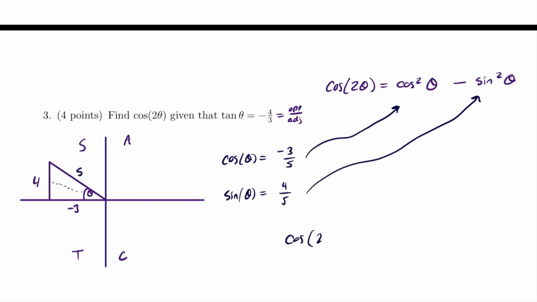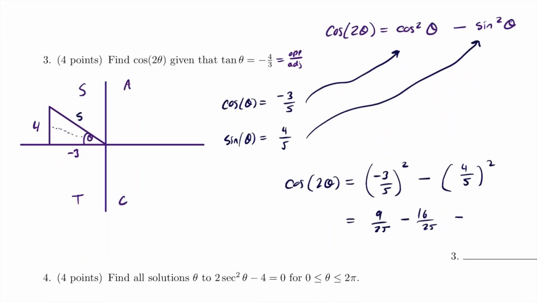So cosine of 2 theta is equal to cosine squared theta, that's -3/5 squared, minus sine squared, that's 4/5 squared. And this is equal to -3/5 squared, that's 9/25, and 4/5 squared, that's 16/25. Now here we can do the subtraction. 9 minus 16 will give us -7 over the same denominator, 25. So that will be our value for cosine of 2 theta.